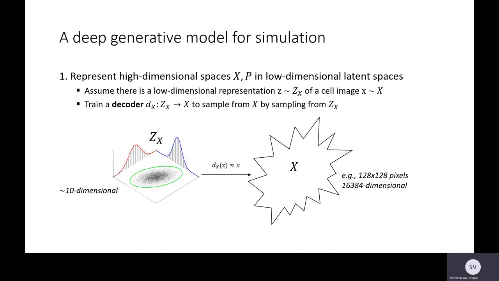So we take a low-dimensional latent space, for example 10-dimensional, and our goal here is to train a decoder, which is a mapping from Zx to X, to be able to sample from X, so to generate pictures by just sampling from a lower dimensional distribution. So taking a 10-dimensional vector, we generate images from X. And accordingly, we do the same for the parameter space, the topography design space. We would like to train a decoder to be able to sample from P, to generate topographies by just sampling from the low-dimensional latent space.